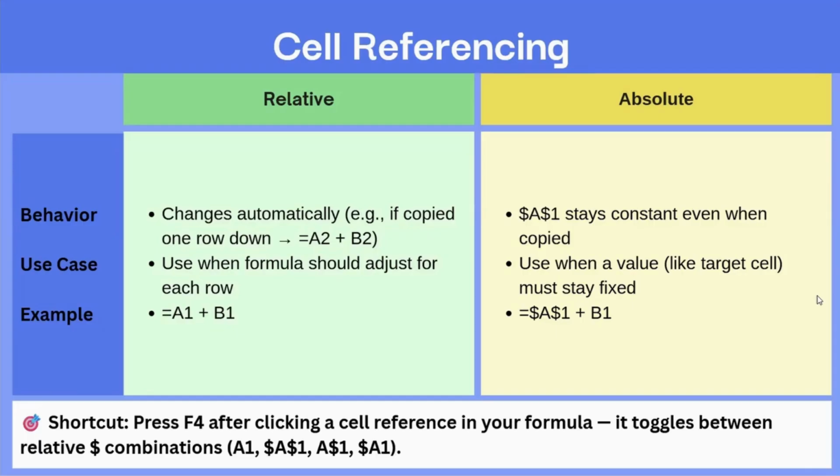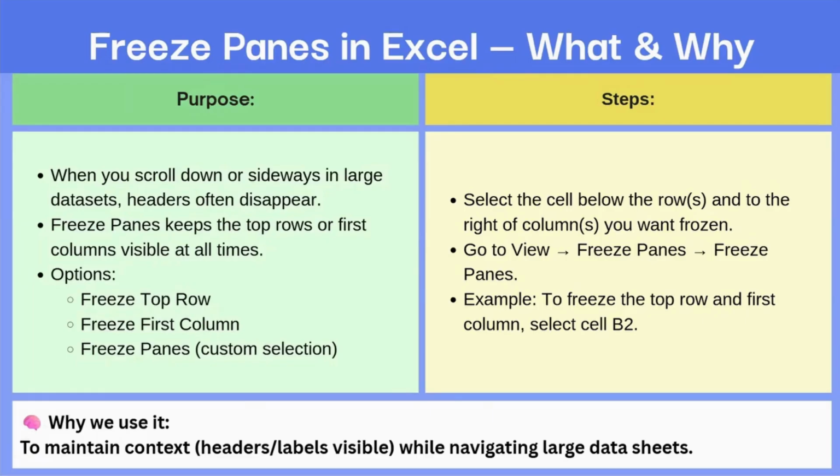And the shortcut for cell referencing is F4, that is you go to the cell and the formula, select the formula and press F4, and it toggles between many combinations ranging from relative cell referencing to absolute cell referencing for both row and column.